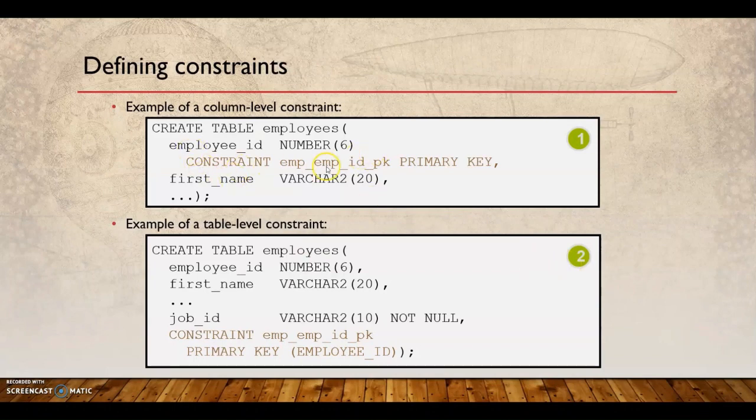So this is an ideal example. You have a constraint name, primary key. The constraint name is over here, employee underscore employee ID, pk, primary key, or you can have it at the table level. The first one refers to the column level, the next one refers to the table level constraint.